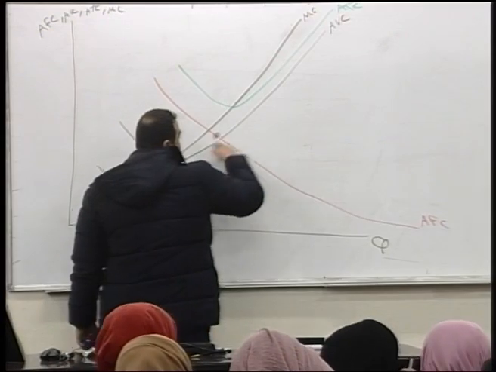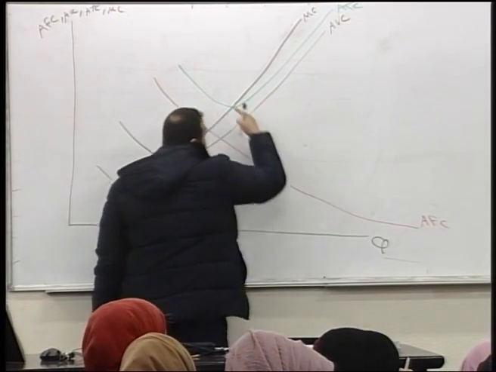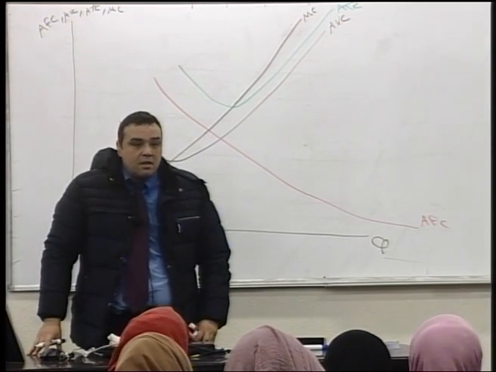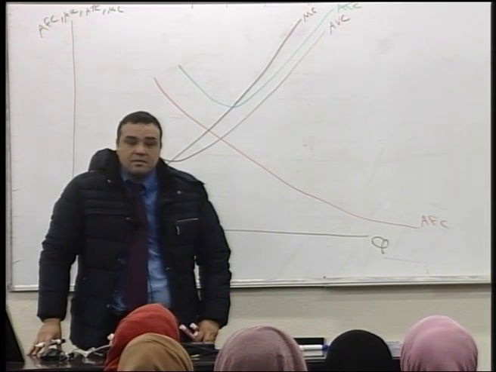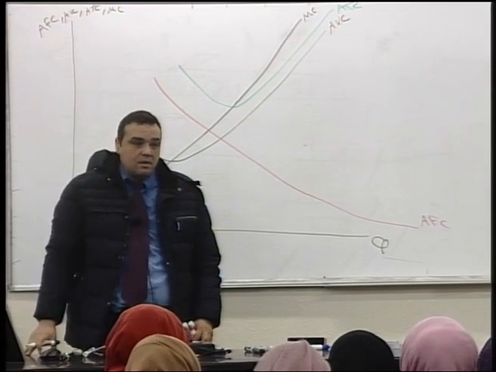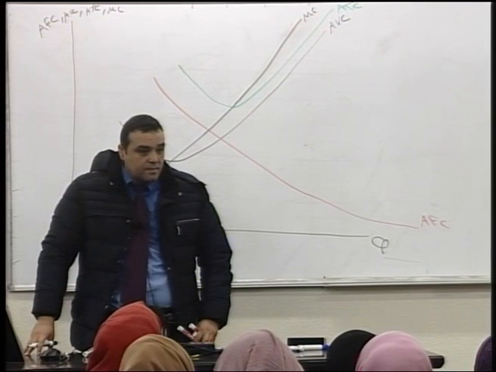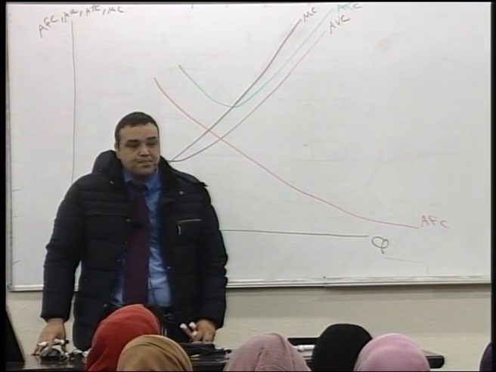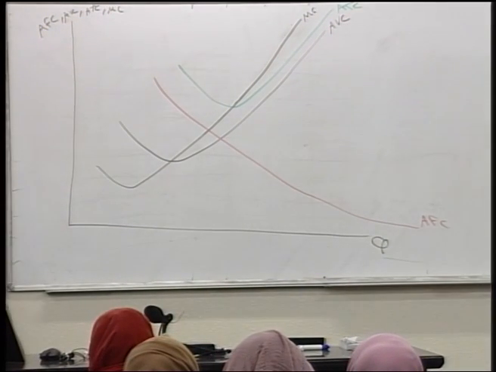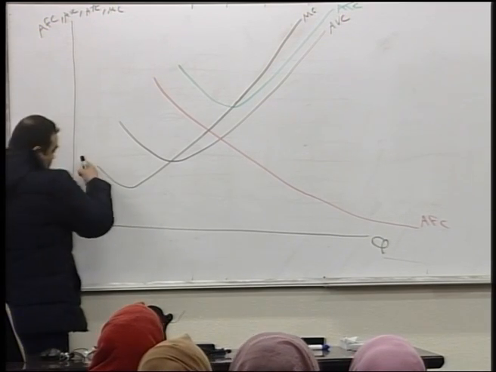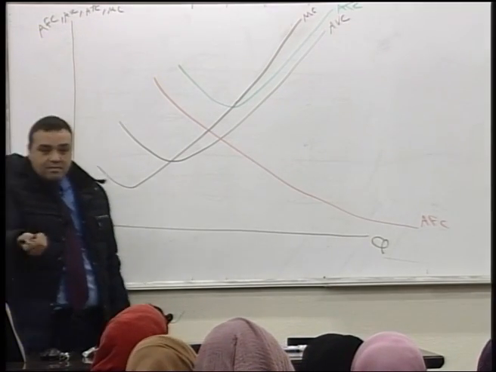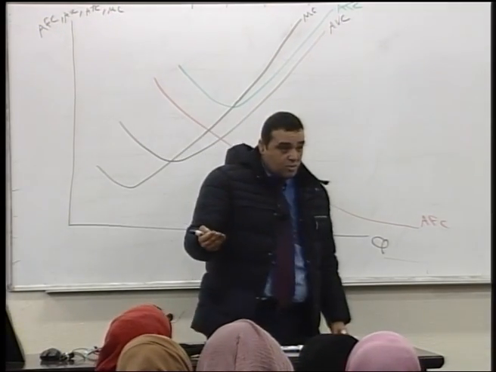Okay. AVC, AFC and ATC. These curves have been derived from the numerical example that we had 5 minutes ago, right? From the table. What do you see? The marginal cost curve declines and then increases. Go back to the data. Like this, right? Correct?